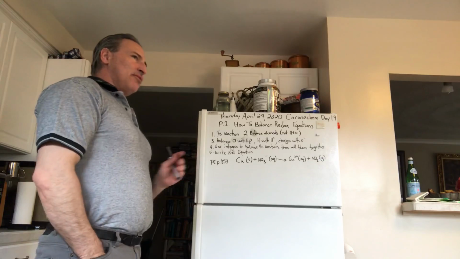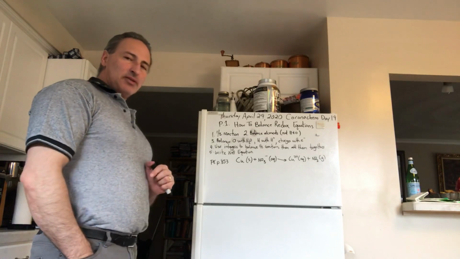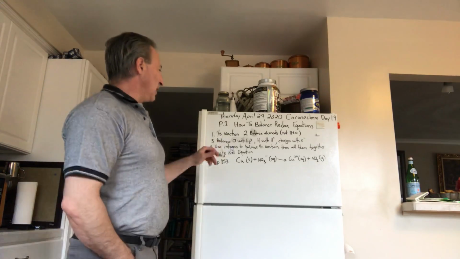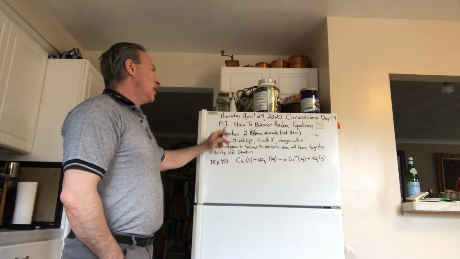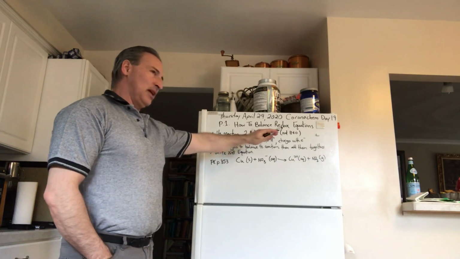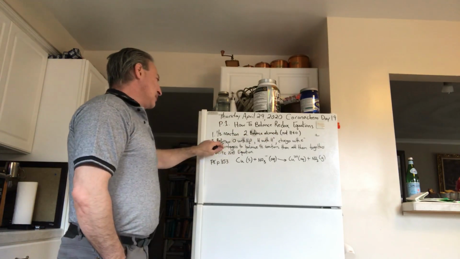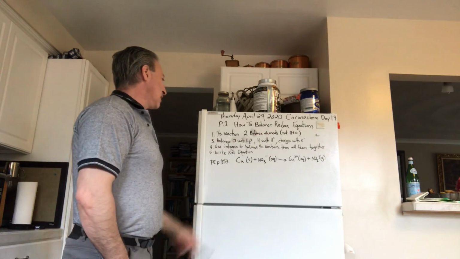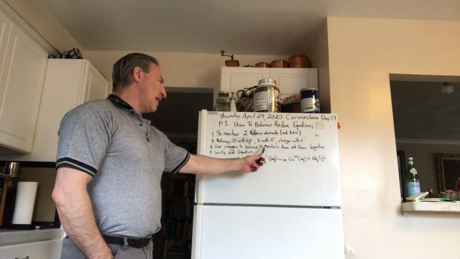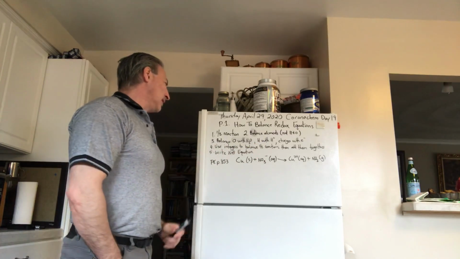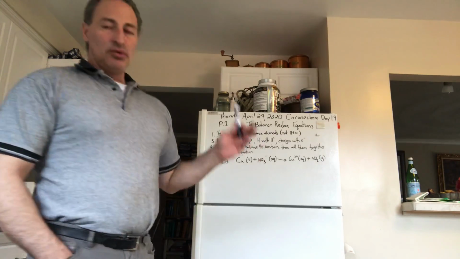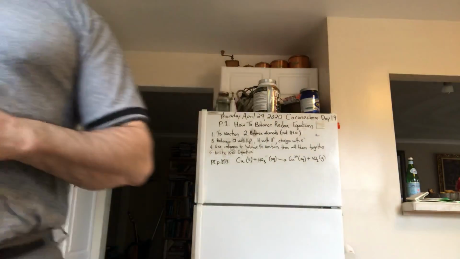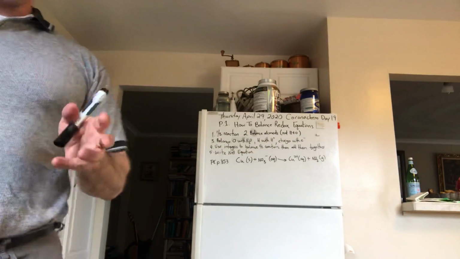When you're balancing redox reactions, you want to separate the reaction into half reactions, then balance the elements, but not H and O, then balance O with H2O, H with H plus, and the charges with electrons. Use integers to balance the half reactions, then add them together, and finally write the net equation. So I'll do an example for you to show you how that works. This is just part of the main lesson.